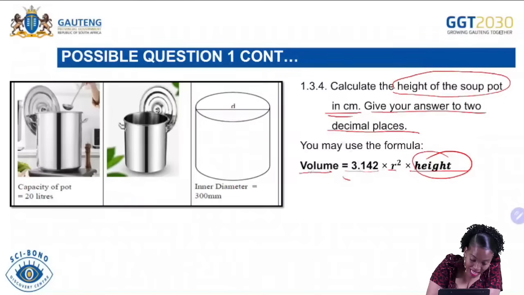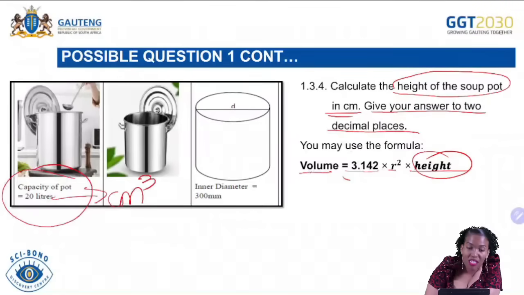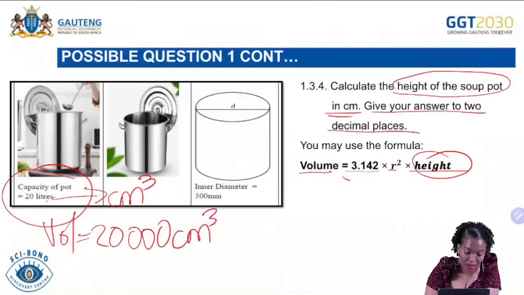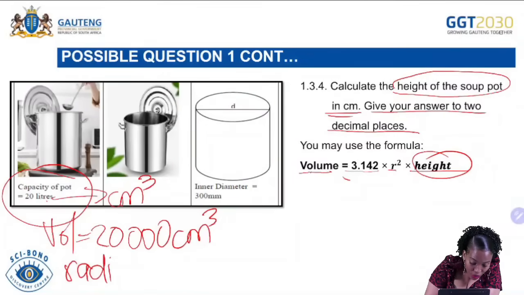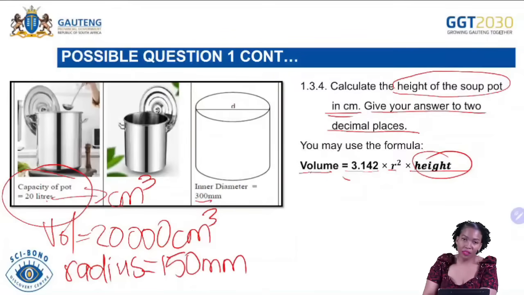Yes. Remember in the previous slide, we calculated capacity, and we calculated it in cubic centimeters. And how much was it in cubic centimeters? It was 20,000 cubic centimeters. That was the capacity of the pot, which is the same as volume in this case. And with the radius, we also calculated it in the last slide. Our diameter was 300, and then we agreed that our radius would be 150 millimeters.